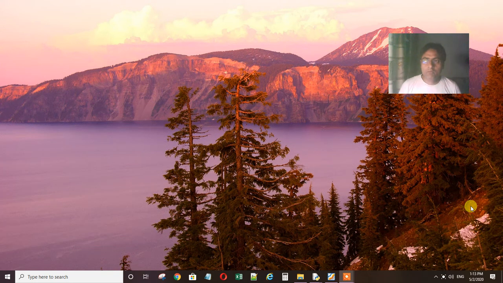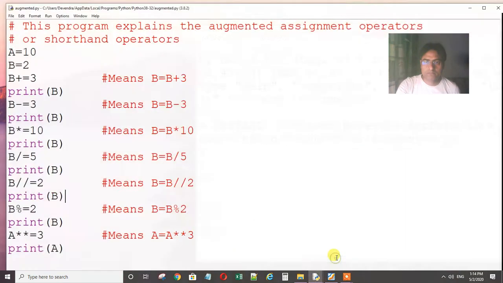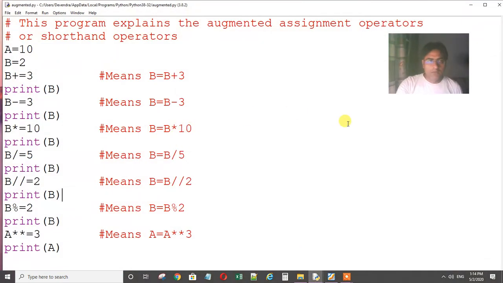Now we will learn about augmented assignment operators in Python, or shorthand assignment operators in Python. So this is a program where we will learn the augmented assignment operators. Augmented assignment operators are those operators which have shorthand notations.